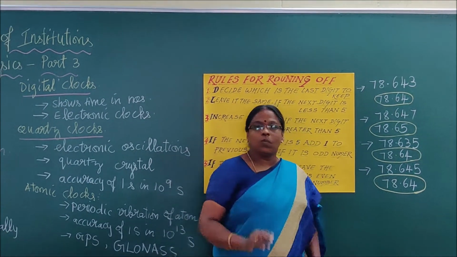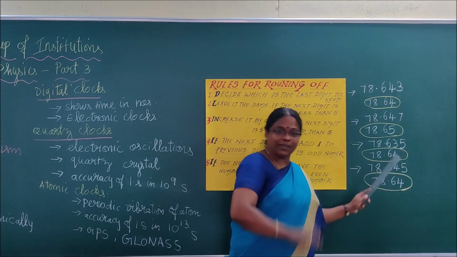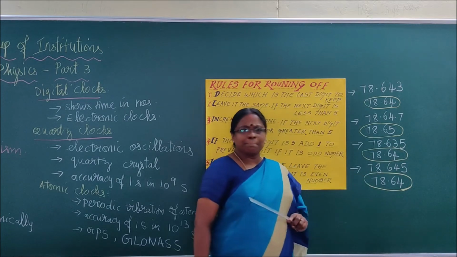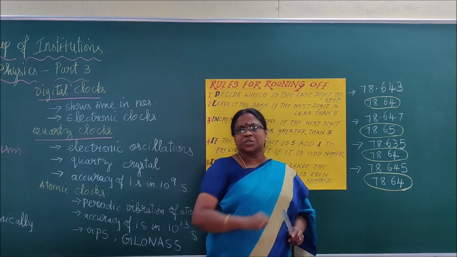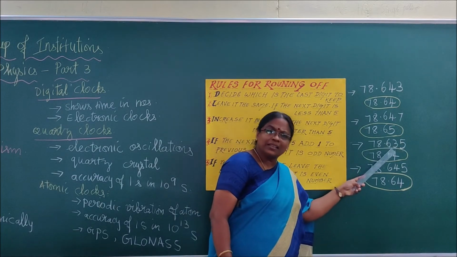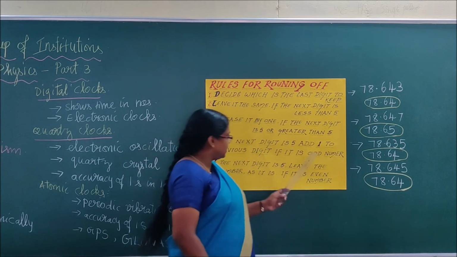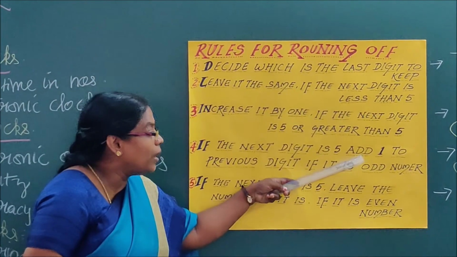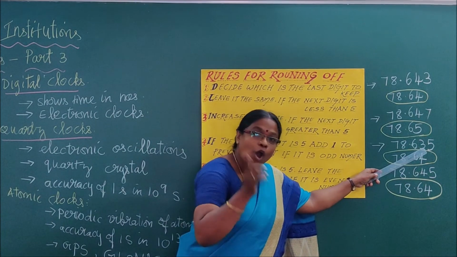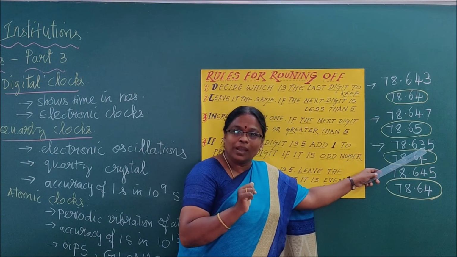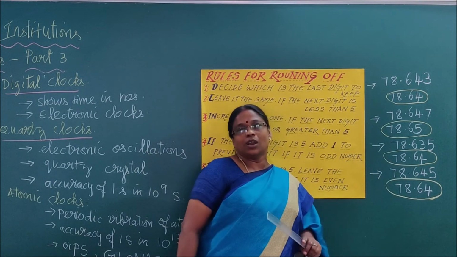The number is 5, what should I do? That is the rule here. If that number is exactly 5, see the previous number. To what place do I have to round it off? Second decimal place. See that second decimal place number 3. Is that 3 an odd number or an even number? 3 is an odd number. If it is an odd number, add 1. So what will you have? If this is an odd number, add 1. 63 will become 64. So 78.64 is your rounded number.